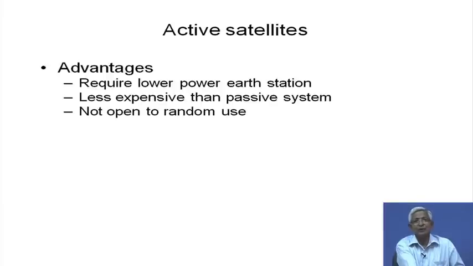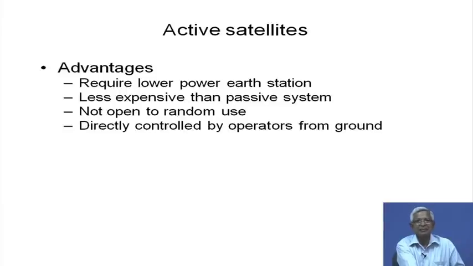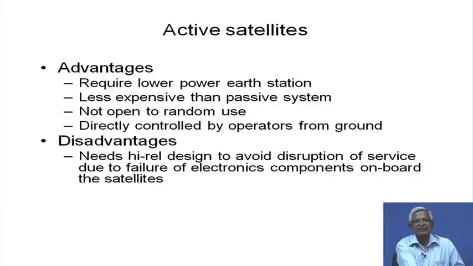It is not open for random use, no random transmissions going, and it can be controlled, that is, who is transmitting and who should receive. It can be directly controlled by the operators from the ground. It also has certain disadvantages, like you need a highly reliable design, because if an electronic component fails on board, then the whole system fails. It is a single point failure. So therefore, it has to be a highly reliable design. We will talk about the reliability much later.